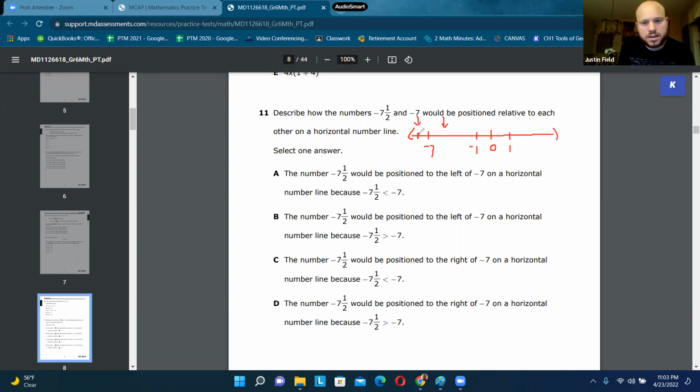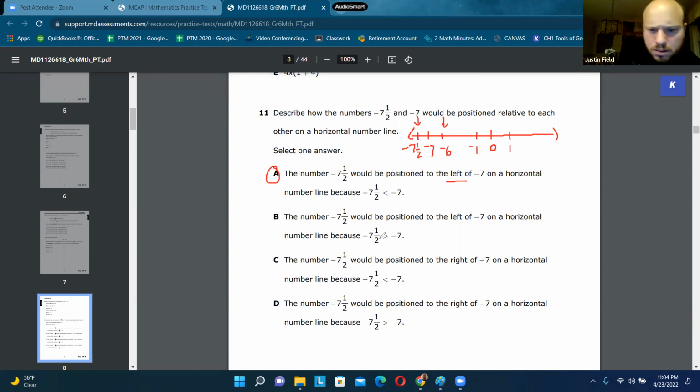It's here. The negatives are opposite of what you think they would be, right? So this is -7. This would be -6. So that is really important. We want the one that says -7 and 1/2 is to the left of -7. The number -7.5 would be, hey, that's exactly what it says. All right.